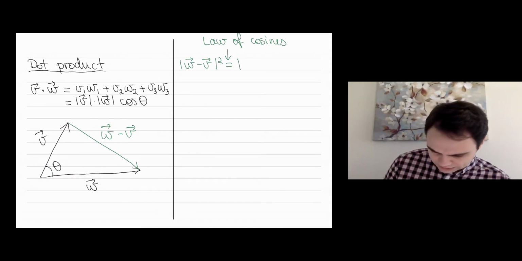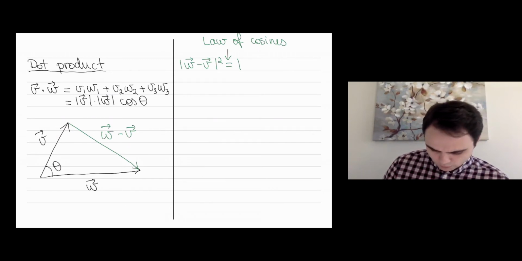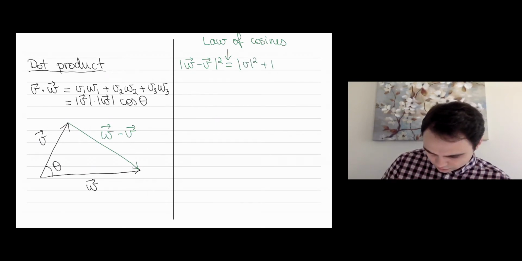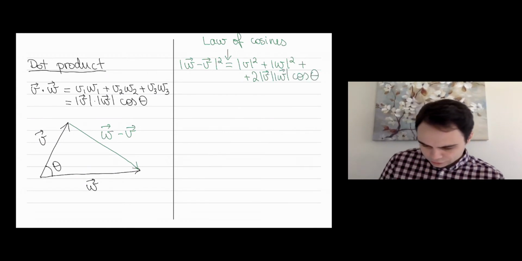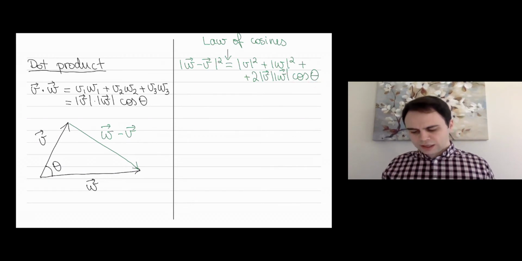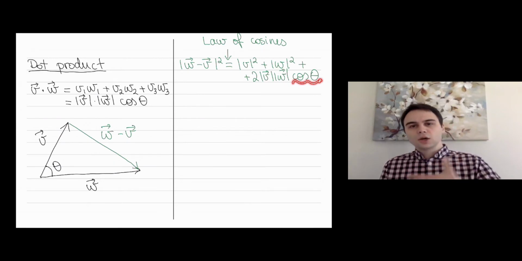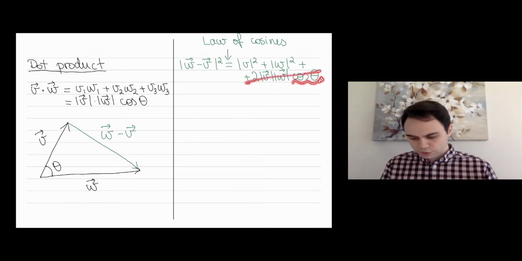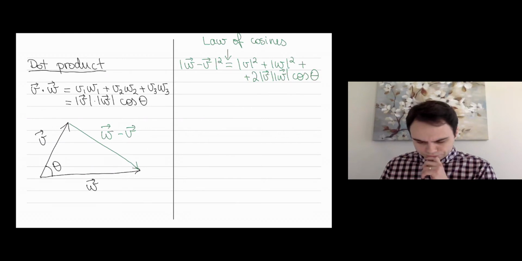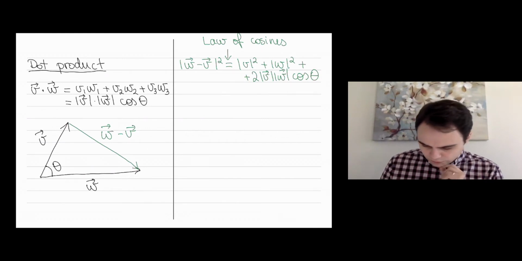So specifically, the law of cosines tells me that the length of w minus v squared is equal to the length of v squared plus the length of w squared minus 2 times the product of the lengths times cosine theta. Right, the correction term involves cosine theta. That's why it's called the law of cosines. And if theta was 90 degrees, then the cosine of theta would be 0, and then you would be left with Pythagoras' theorem. Okay, so that's what we get from the law of cosines.